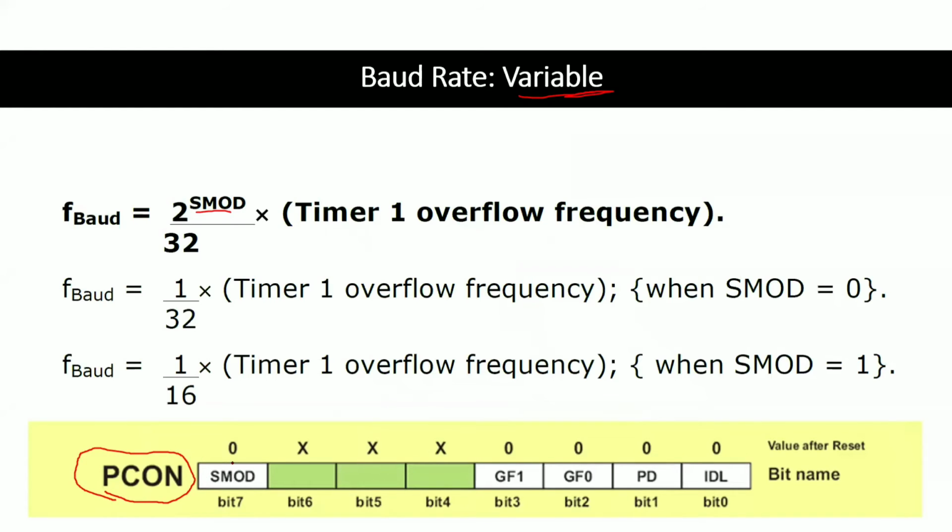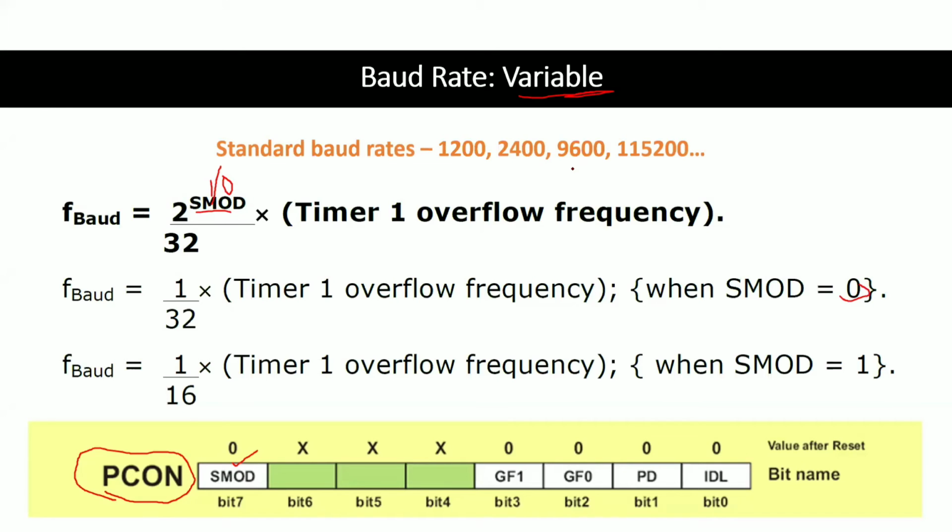In this register there is a bit called SMOD. If you keep SMOD equal to 1, what will happen? 2 power 1 means 2 by 32. That means I will get 1 by 16 of the frequency. And if I put SMOD equal to 0, what will happen? 2 power 0 means 1 by 32. That means I will get half of the baud rate. So whenever I put SMOD equal to 1, I am doubling the baud rate. Whenever I put SMOD equal to 0, I make the baud rate half.